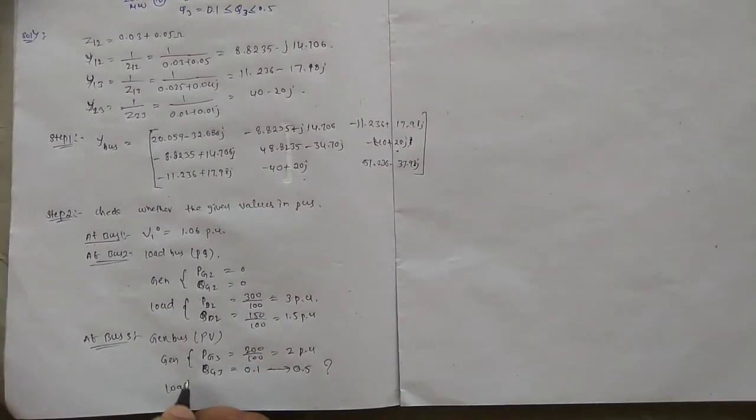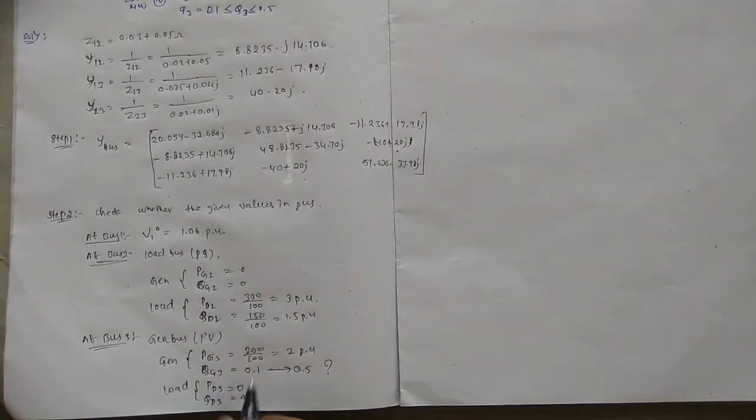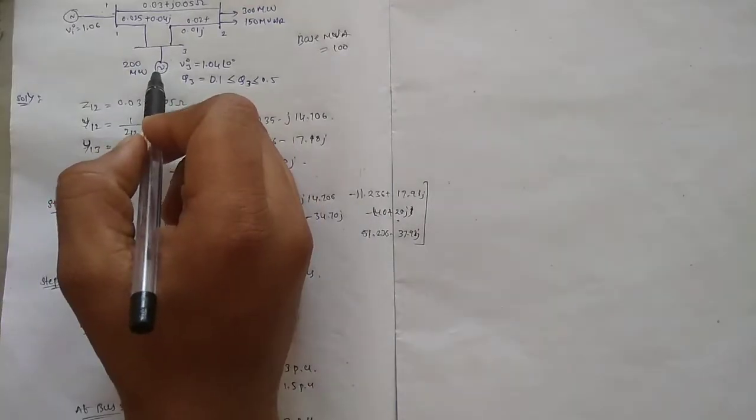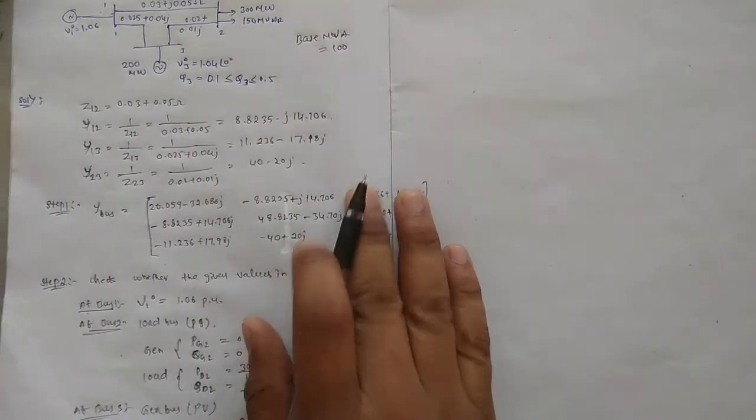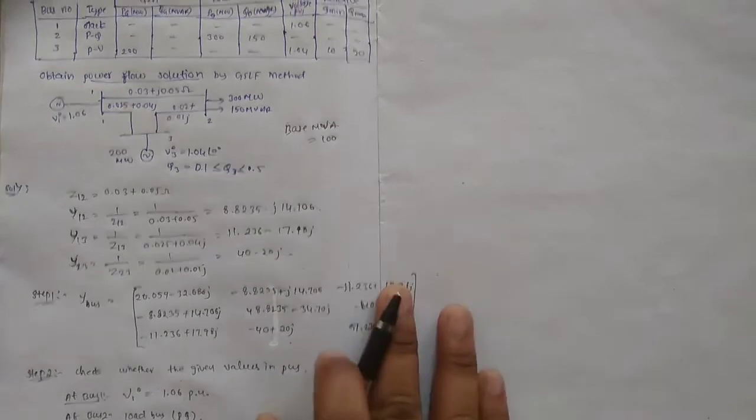Now check the load. PD3 and QD3 are both 0, because we have only a generator here and no load values. Now the second step is over.